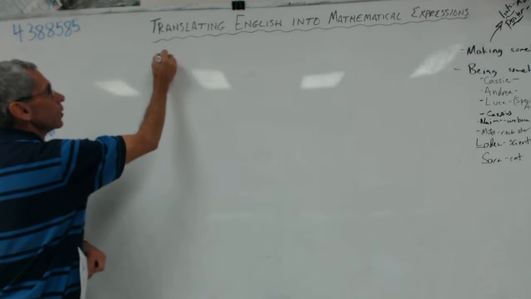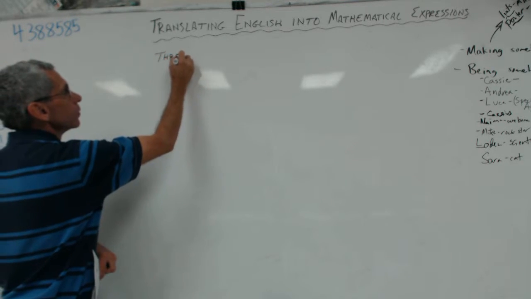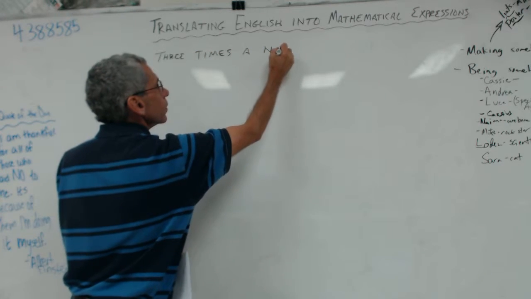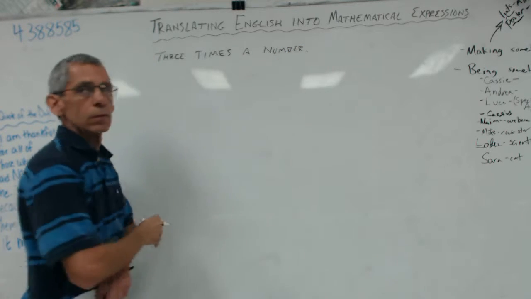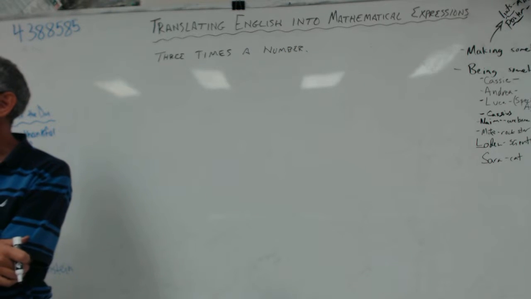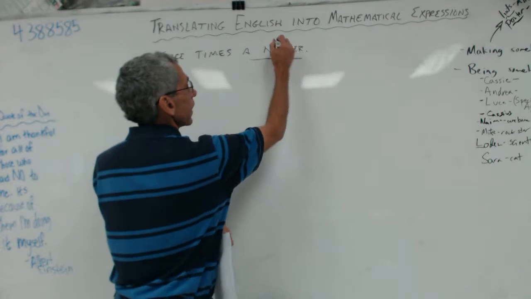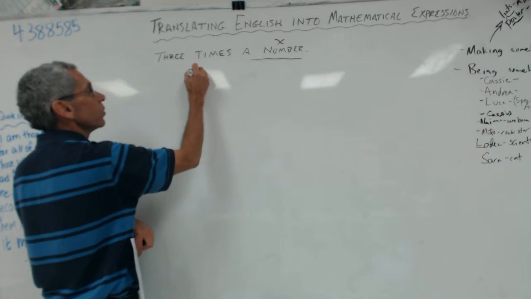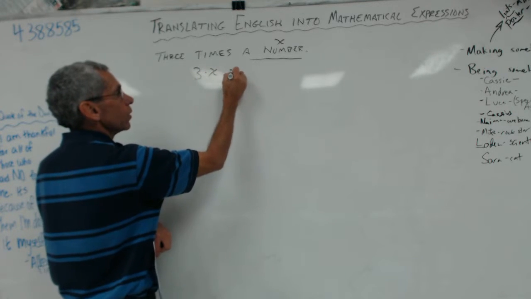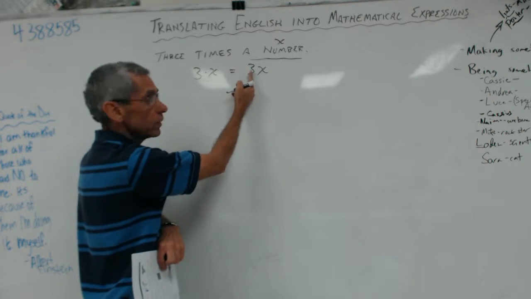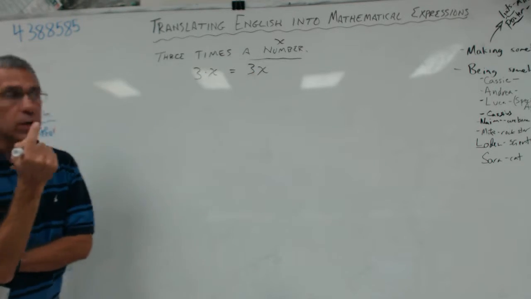3 times a number. What would that be? 3 times x, because a number is x. So it's 3 times x, or you could do 3 times x, or you could do just 3x, because in algebra, when you're multiplying, you don't need to put that dot. Good.